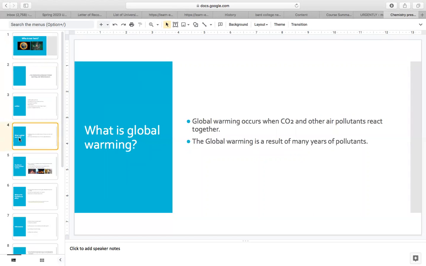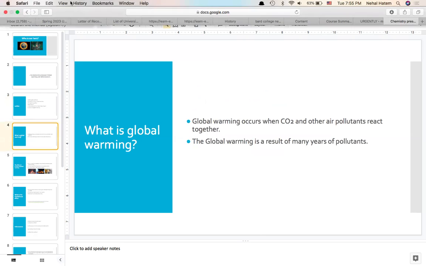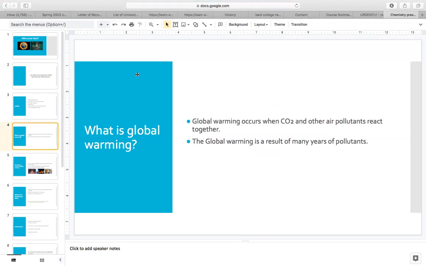So, can you guess with me what is global warming and how to define global warming? Global warming occurs when carbon dioxide and other air pollutants collect in the atmosphere and react together. These air pollutants can last for years and centuries in the atmosphere, trap the heat, and cause the planet to get hotter. Okay?